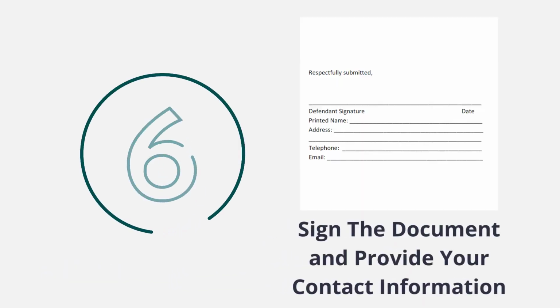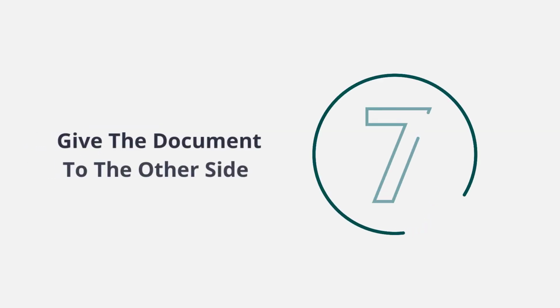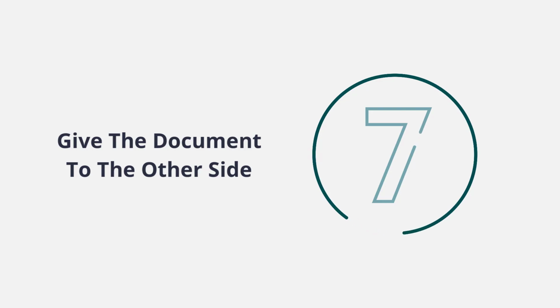Step 6. Sign the document and provide your contact information. Step 7. Give the document to the other side. You must serve the other side. This means you must give a copy of the answer to the plaintiff or the plaintiff's attorney if they have one. You can give them a copy by hand, mail, or fax. If you and the plaintiff agree, you can email them a copy.